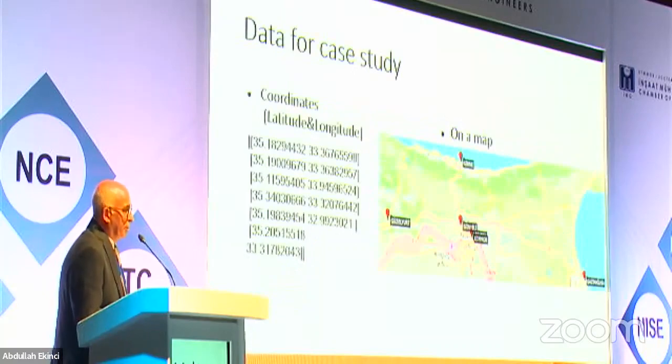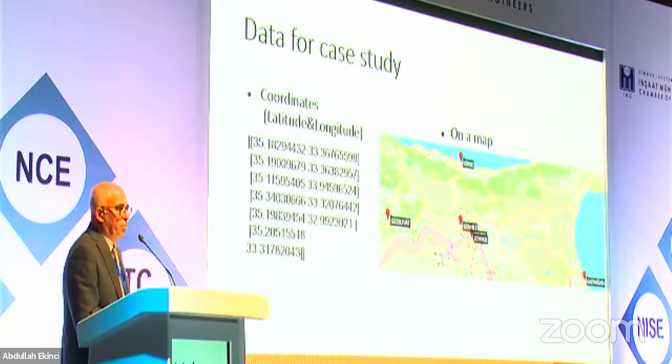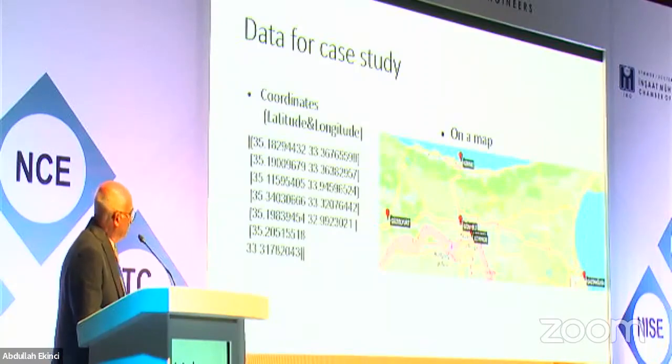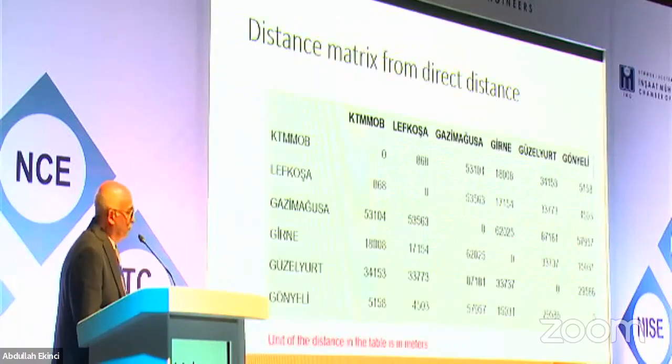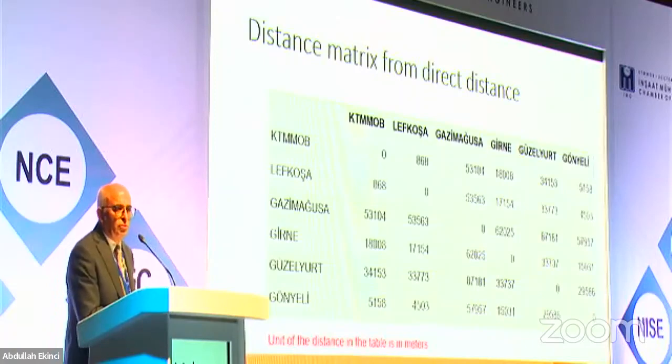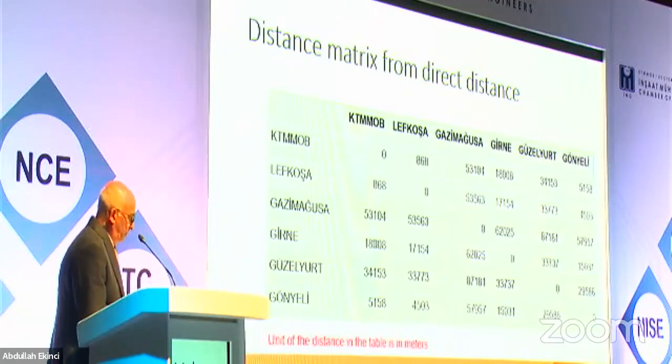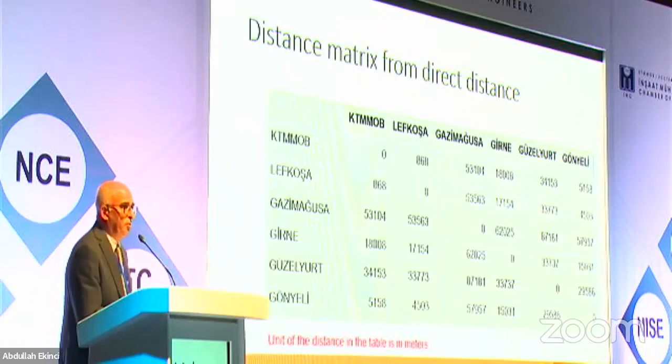And on the left-hand side, you see the coordinates. The first one is the union building's coordinates. The other ones are the respective municipalities. And here we have the map of it. If you look at the direct distances, you are seeing a symmetric matrix. Both directions are the same because we are measuring it as a direct distance, like a crow's flight. Okay, a bird is flying. So nothing is wrong here. The values here are in meters.